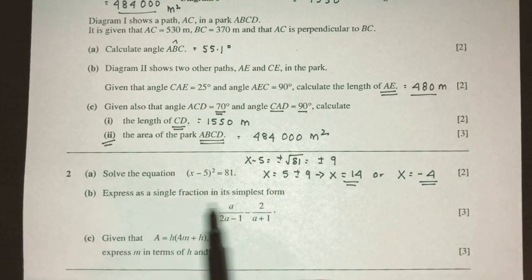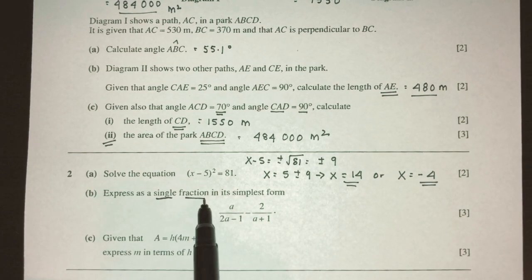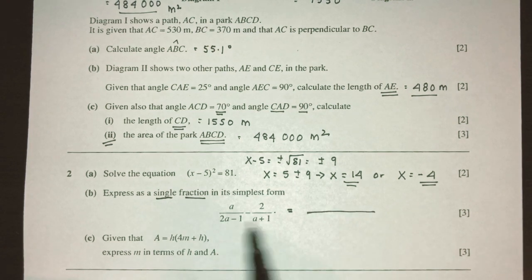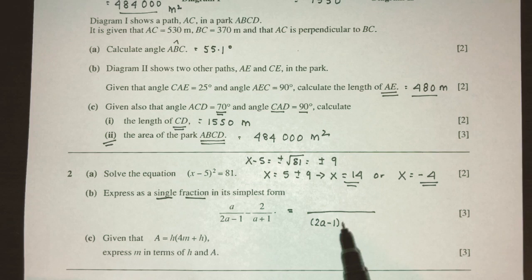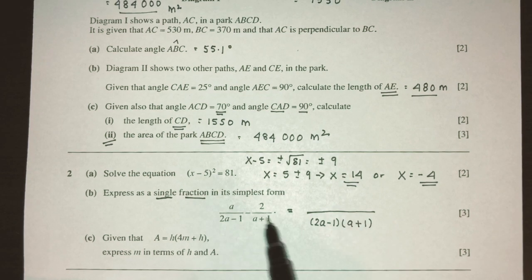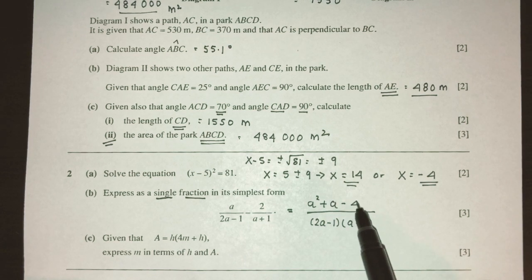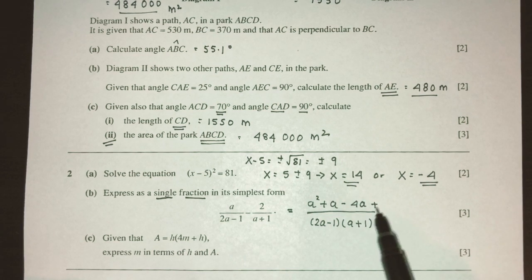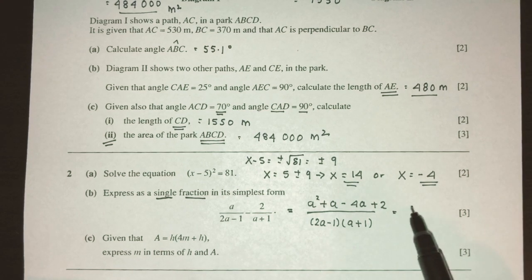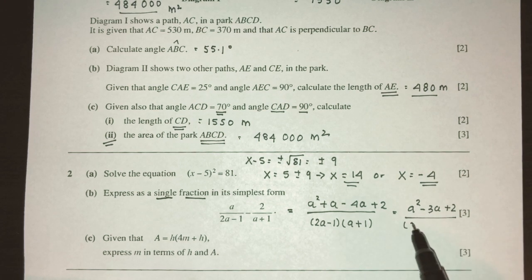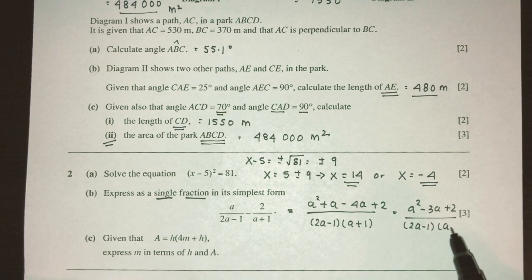We have to express this as a simple fraction in its simplest form. So first we have to make the base become the same because we have different bases. So we have to first multiply them by each other. You will have 2a minus 1 times a plus 1. Then we cross multiply, you will have a squared plus a minus 4a plus 2. And that will give you a squared minus 3a plus 2 over 2a minus 1 and a plus 1.